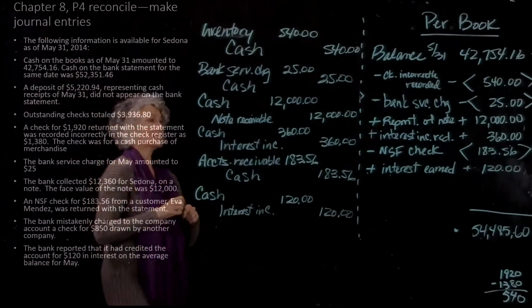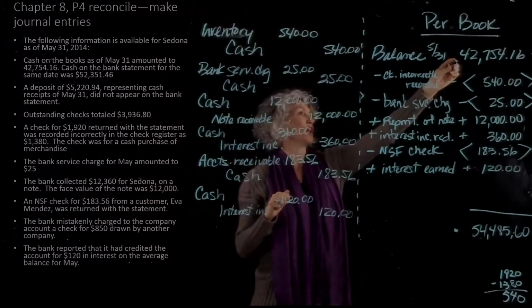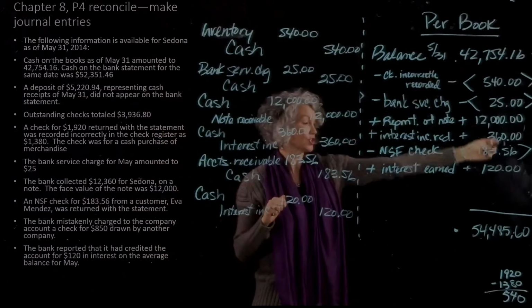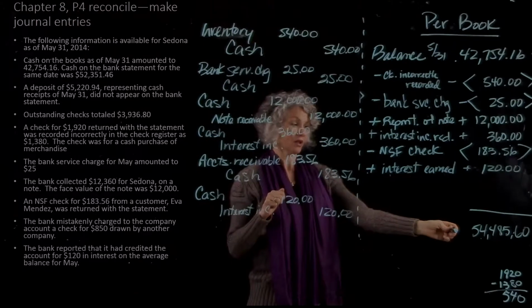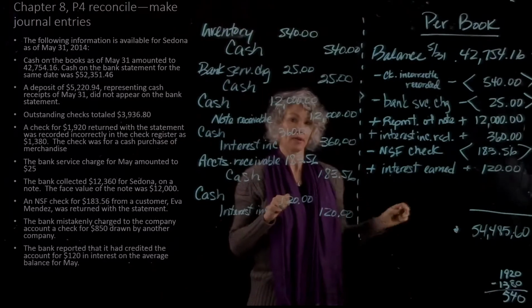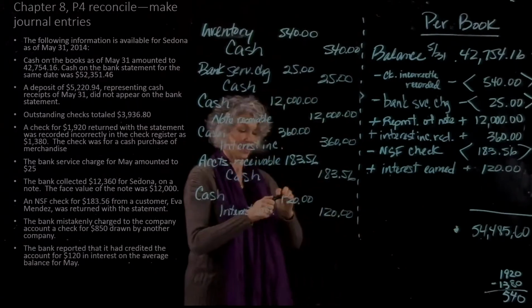So that's the deal. These journal entries are how we get from where we thought we were on cash to what we need to show on our balance sheet for the end of May. Alrighty? And the general ledger will now reflect this for the end of May.